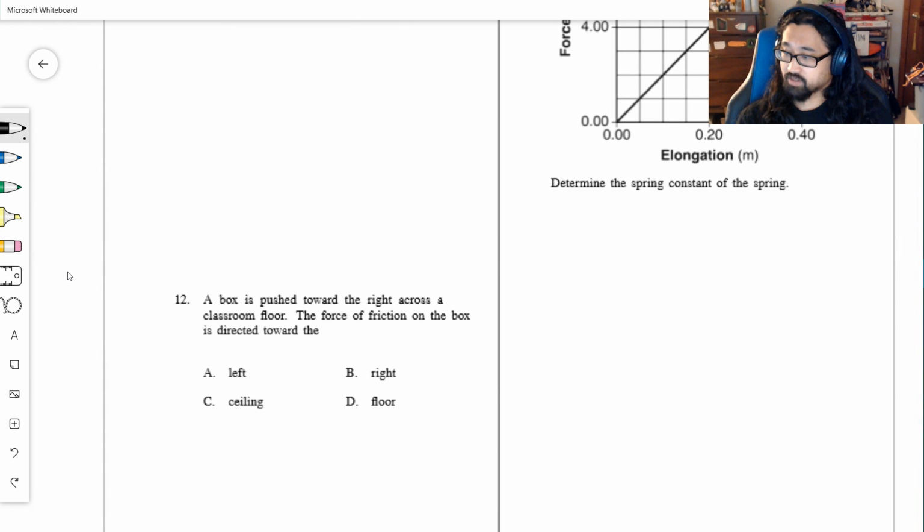Right here, we say that we are pushing it to the right. And we're talking about the force of friction. It always opposes motion. So if I push something to the right, friction is going to point to the left.